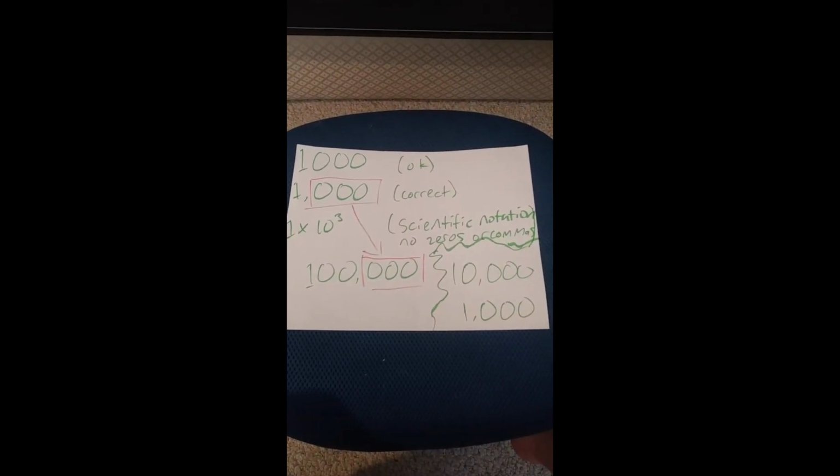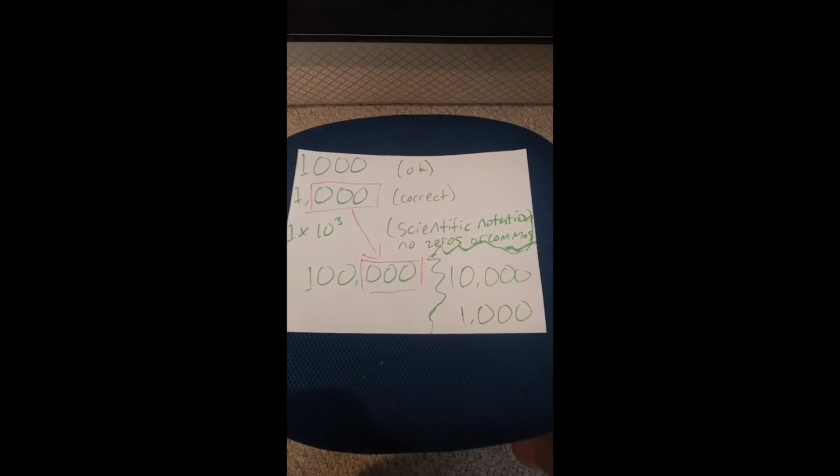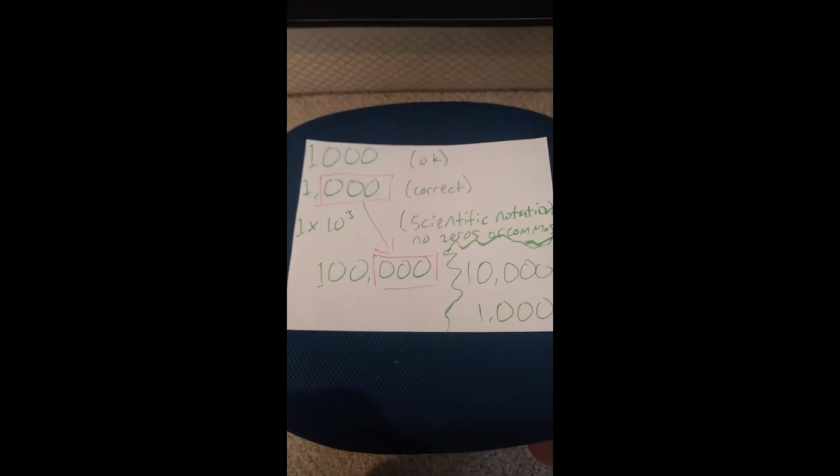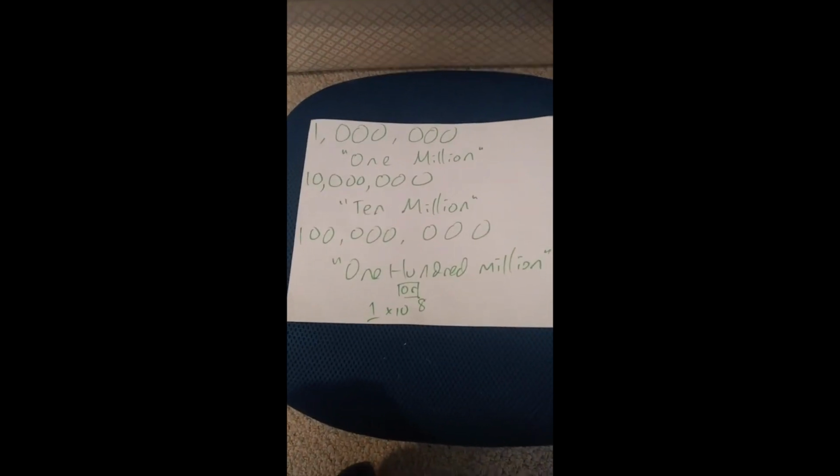Like the numbers 1,000 or 10,000, 100,000 has one comma. Every group of 3 zeros has a comma separating it. Next, 1 millions. 1 million has 6 zeros in it.